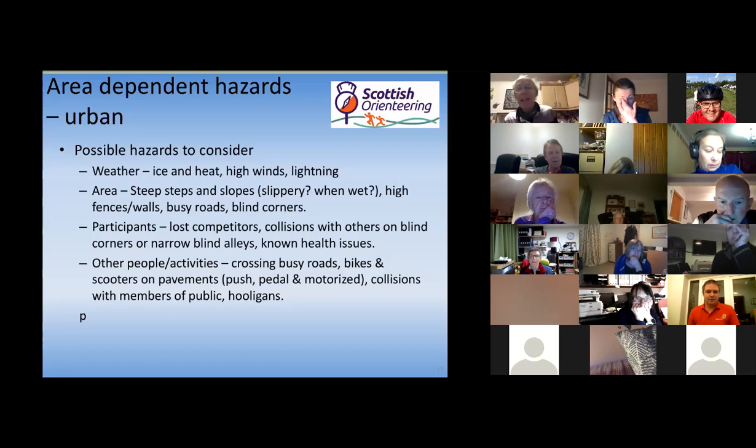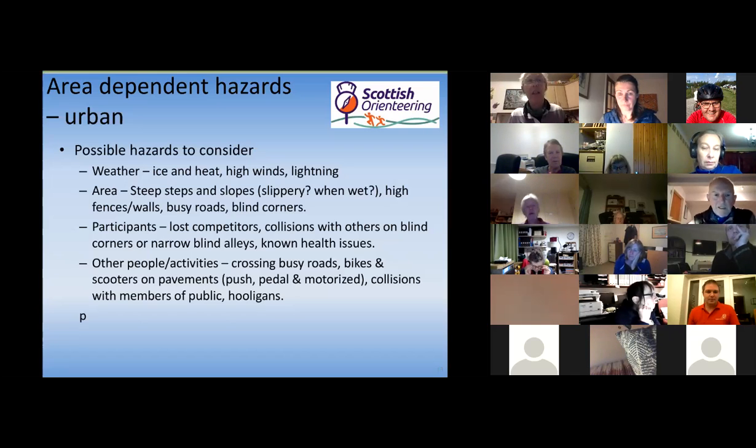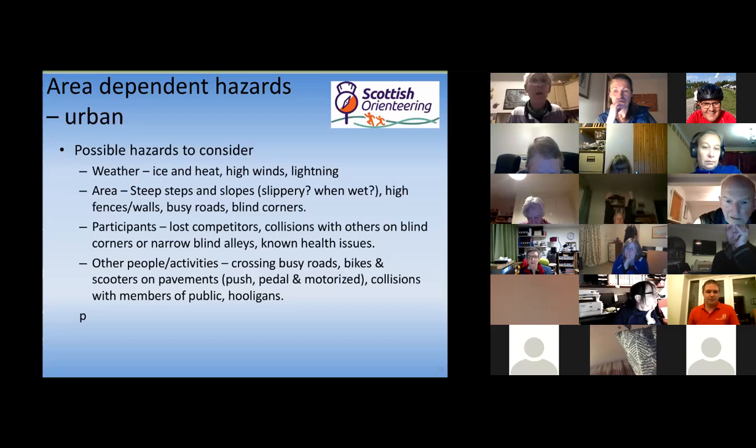And blind alleys, it's frequent that controls might be placed in a blind alley. It's a good way of checking whether people are very precise. But somebody going into a blind alley to punch a control, if it's narrow, as they're coming out, they might have a risk of running into somebody coming in. Right? So these are the sorts of areas that need to be looked at.